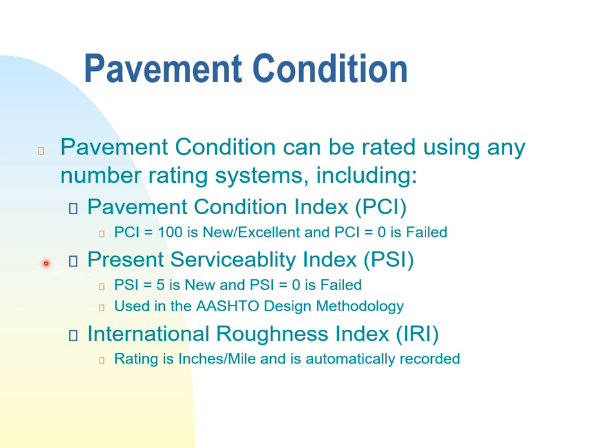Present serviceability index, PSI, is equal to 5 for a new road and 0 for a failed road. This index is primarily used in the AASHTO design methodology. When we discussed the AASHTO design methodology, we discussed present serviceability index in detail. Then there is the International Roughness Index, IRI. Rating is in inches per mile and is automatically recorded with the help of a special arrangement connected to the wheel of the vehicle.